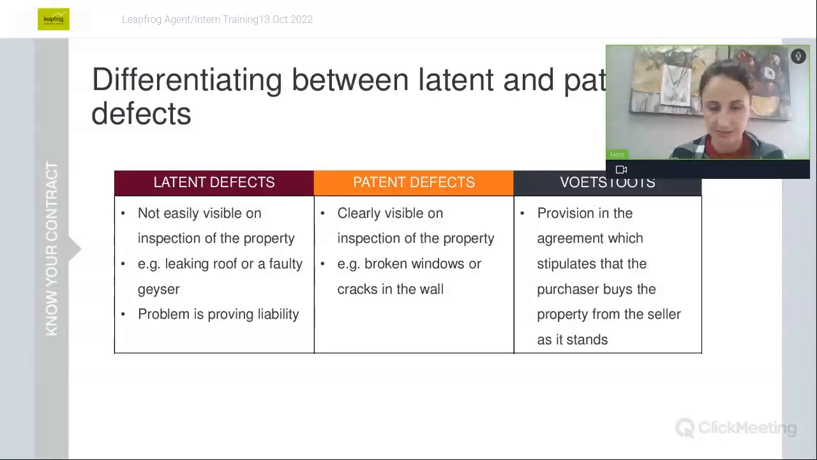Latent is a bit different. Latent, again, comes down to the seller's knowledge. If there's something that the seller knows about, he has an obligation to disclose that. If the seller keeps quiet about it or fails to even consider the fact, then the seller will get into trouble, even if there's a Voetstoots clause. So those are quite important. At the very end, I'm going to share with you a few examples that we've dealt with. Or maybe I can just share one now.